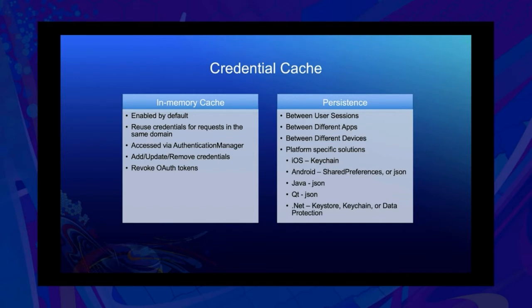You can access the credential cache through the Authentication Manager. You can also add credentials to the cache, update existing credentials, or remove credentials from the cache. The credential cache also allows you to invalidate OAuth refresh tokens when removing the credentials from the cache. In addition, the credential cache has the ability to be persisted so that when the app restarts, the cache is automatically pre-populated with saved credentials, and the user does not have to sign in again.